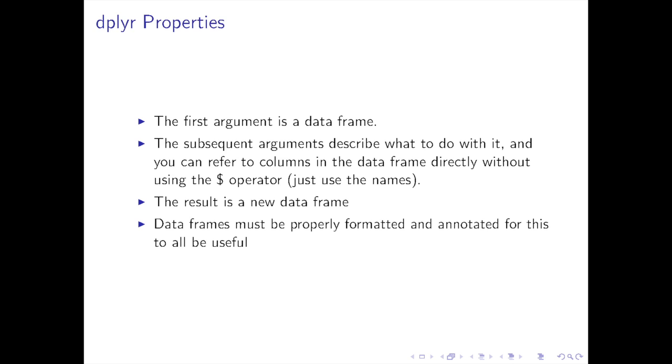All of the dplyr functions have a similar format. The first argument is always a data frame, and the subsequent arguments describe what to do with it. In the select function, for example, you refer to different column names by their name. In the filter function, you might create a logical test to subset rows. And that's what goes into the second argument of each one of these functions. The result is always a new data frame. So each one of these functions takes a data frame as an argument and always returns a data frame.